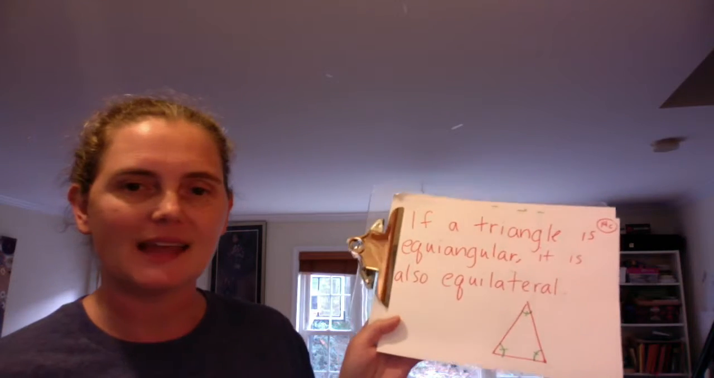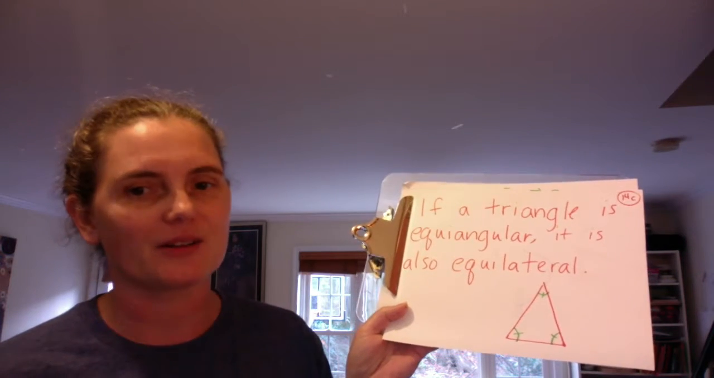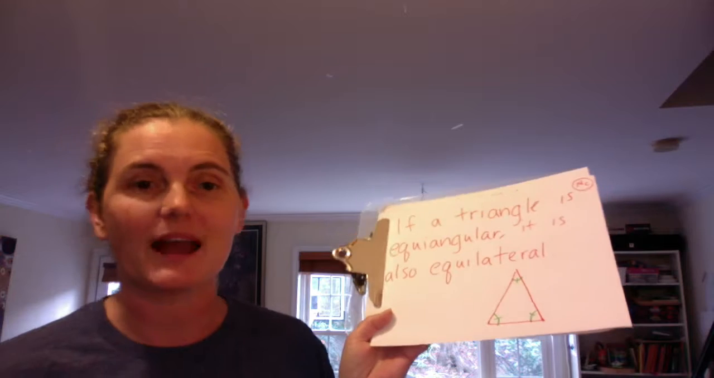The corollary to this one, not surprisingly, is that if a triangle is equiangular, it is also equilateral. I'm going to have you prove that one for homework. So let's go through the proof of this one together. See how efficient I can make it.